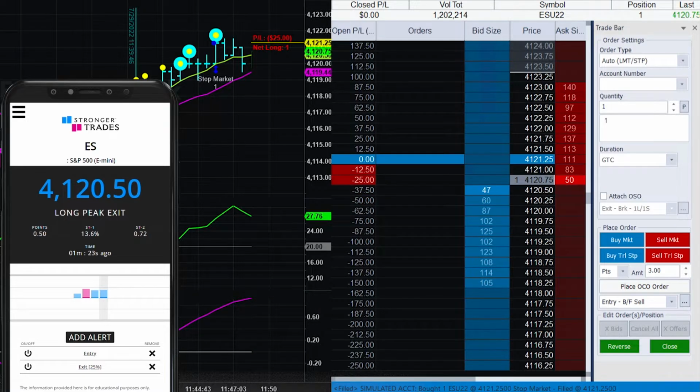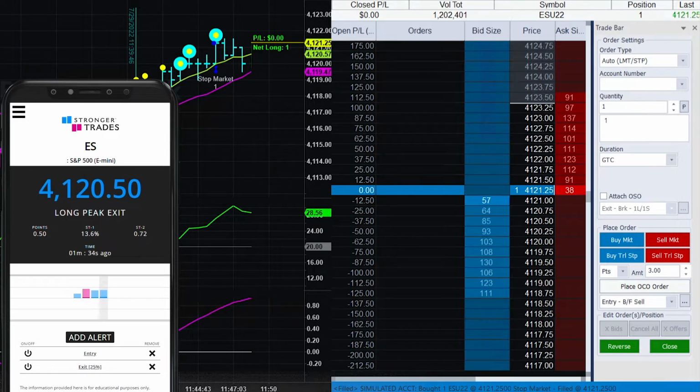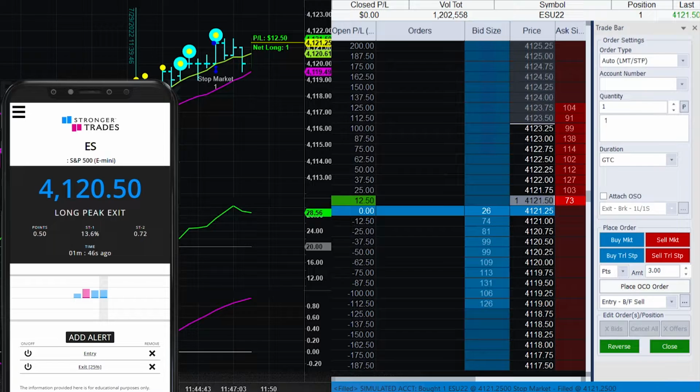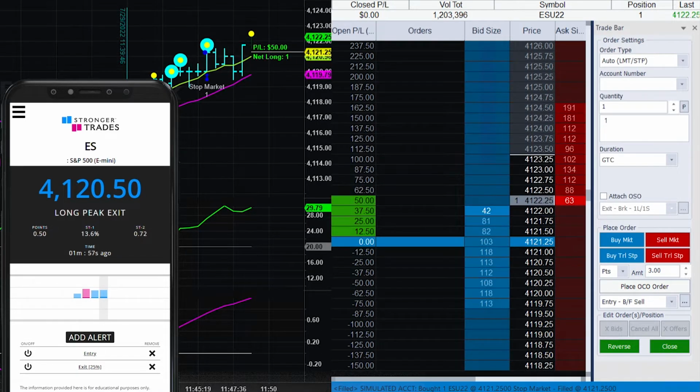Our exit alert, ST1, is set to 25%, which is a good time to consider setting or moving our stop.